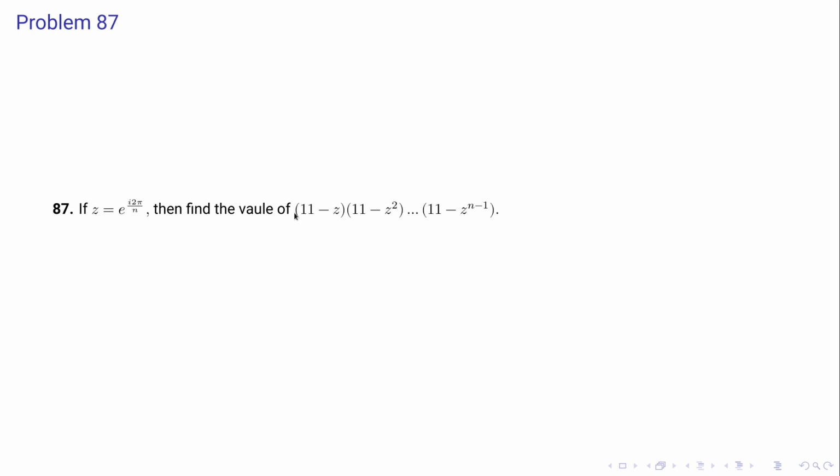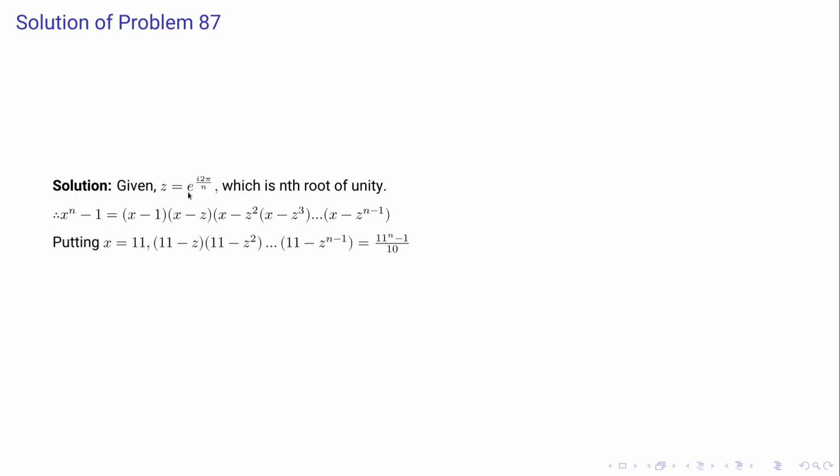Problem 87 says that if z is equal to e to the power i into 2 pi by n, then find the value of (11 minus z) into (11 minus z squared) up to (11 minus z to the power n minus 1). So given z is nth root of unity, since it is nth root of unity, we can consider an equation x to the power n minus 1, which we can write as (x minus 1) into (x minus z) up to (x minus z to the power n minus 1), where 1, z, z squared, z cubed are roots of this equation x to the power n minus 1.